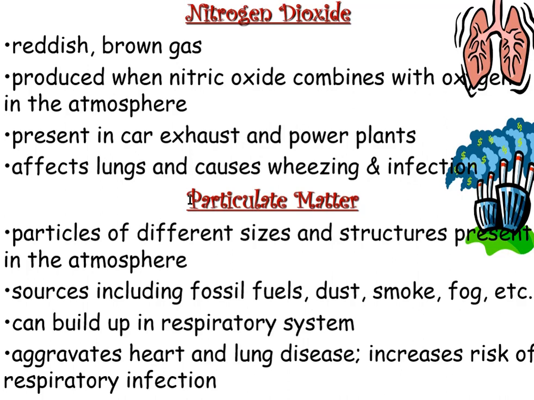It will affect the lungs again, causing wheezing, infections, and the like. If there is particulate material like dust particles, there are different types of particles. Some are smaller, some are bigger, so different sizes of particles are present in the atmosphere. Generally, they come from burning fuel like coal and oil. So dust and smoke come into the atmosphere.